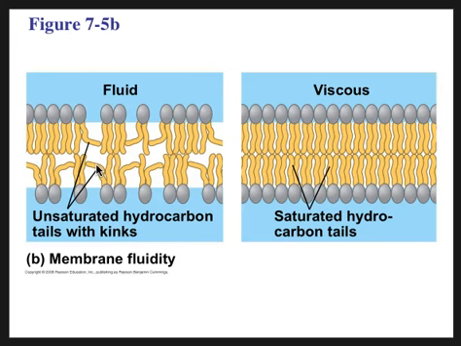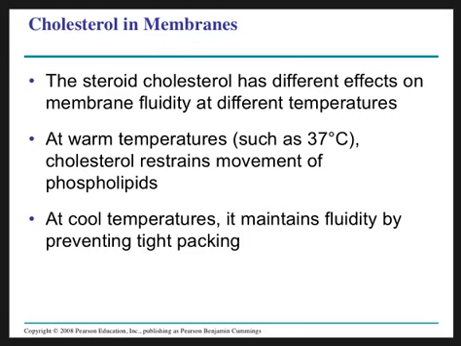Whereas if you had all saturated hydrocarbon tails, then they're going to pack really tight, like stacking pencils in a box. You can lay them out and you can get them really tight, and once you cram them in there super tight, they don't move so well. So that fluidity of the membrane is in part due to the composition. How many saturated and how many unsaturated fatty acids do I have?